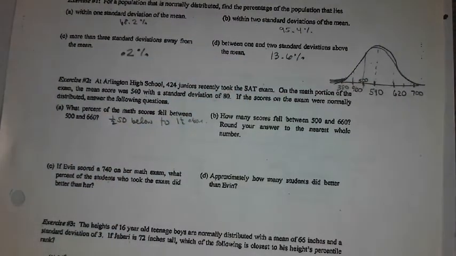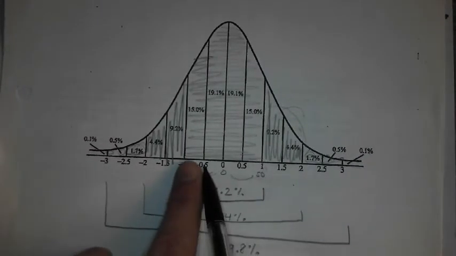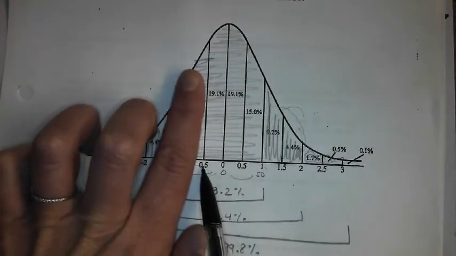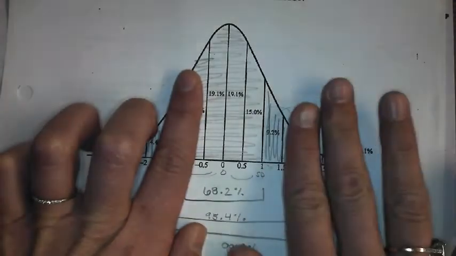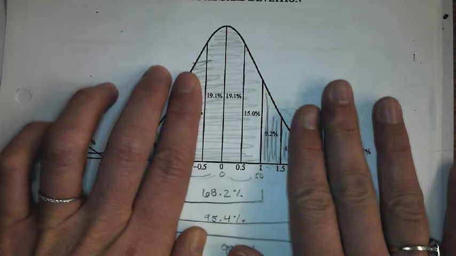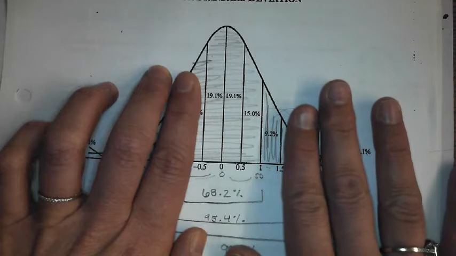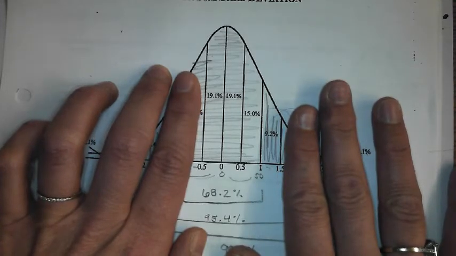So we jump to our chart. We're talking a half standard deviation below, which is here, to 1.5 above, which is there. So do this for me. Add up all those percentages. 19.1, 19.1, 15, and 9.2. Grace? 62.4%. Good.